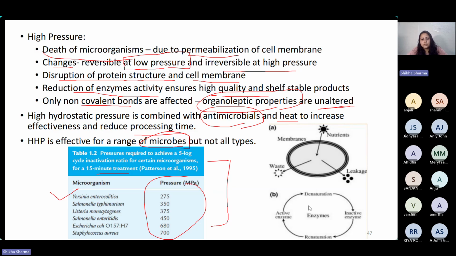So sometimes what happens, when we apply the pressure the enzymes may denature, but again they may renature. But if we apply pressure beyond a certain level, very high pressure, then these enzymes will denature and will not regain their structure again.